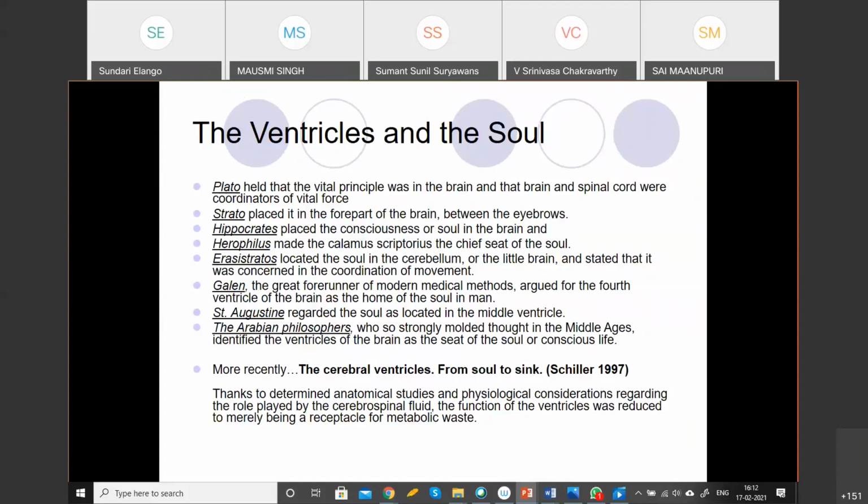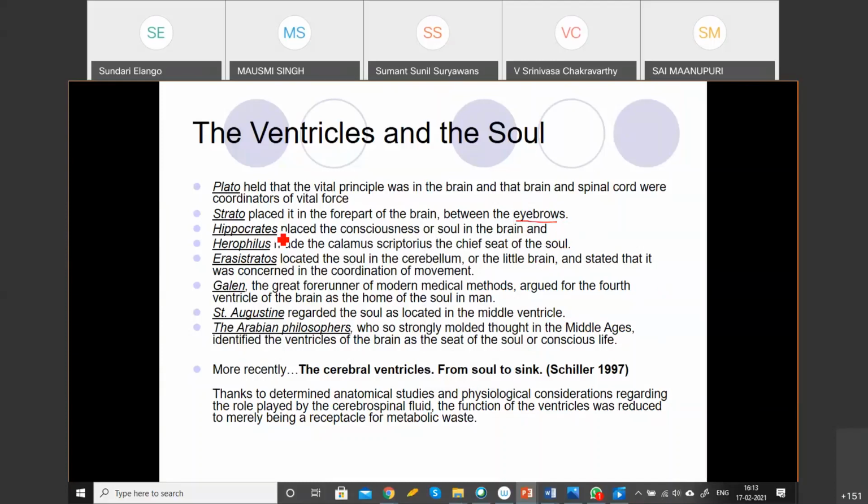So there is only a small variation in the thinking, but people thought that there's a soul sitting in the brain, or most probably inside the ventricles. Here again, Plato said this vital principle was the brain, and the brain and spinal cord are the coordinates of the vital force. And Strato, another philosopher, placed it inside the fore part of the brain, between the eyebrows. This between-the-eyebrows business also shows up in Indian thinking, because in our ancients' thought there's some kind of a third eye and all that. But when you dig up the brain, you won't find any third eye. But this was the kind of thinking that was there for quite a long time.